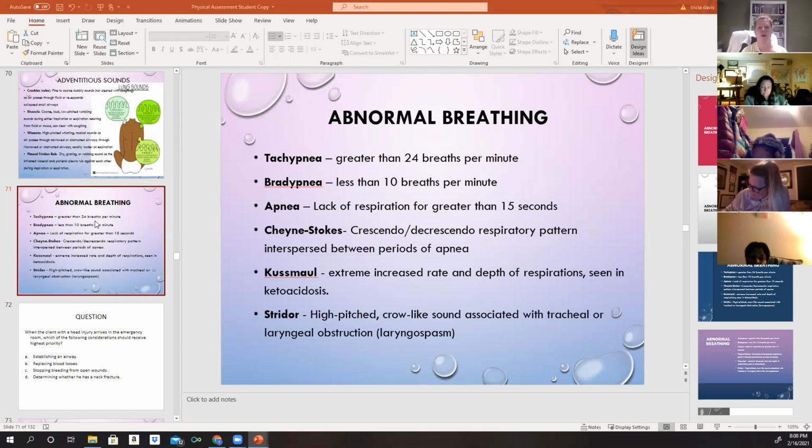We have Cheyne-Stokes. You usually see these in your hospice patients. This is what you see when they're dying. Your respiratory pattern has no regularity at all. You have increased breathing and then periods of decreased breathing interspersed with periods of apnea. Their breathing can be very shallow, very, very deep.